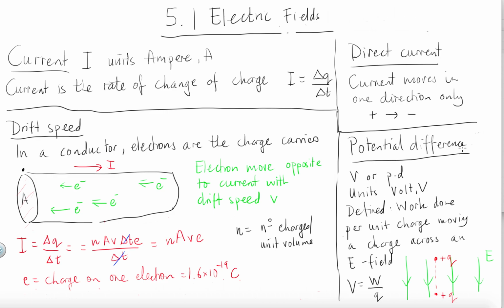Finally, an important quantity we have to define is something called potential difference, sometimes more commonly called voltage. Its symbol is V, or sometimes shortened to PD for short, and the unit is the volt. It's defined as the work done per unit charge moving a charge across an E field. So if I have a positive charge here, and I try to move it against the field, I need to do work to do that, and that work per unit charge is defined as the potential difference.